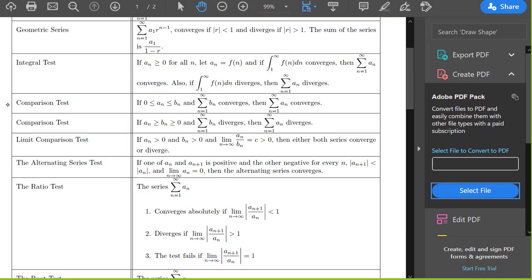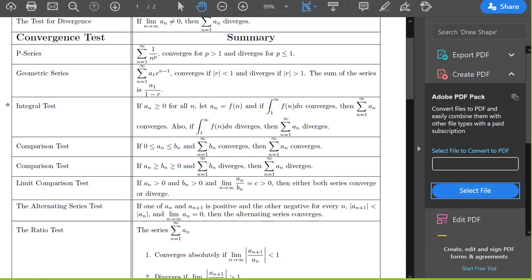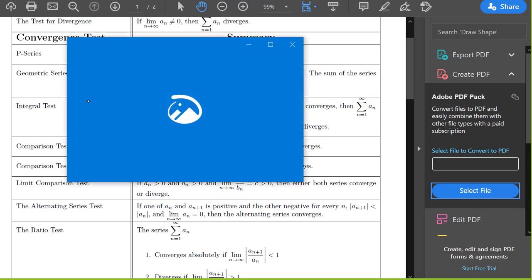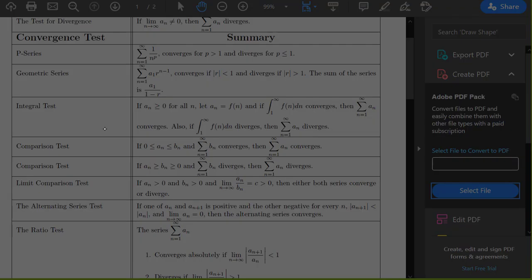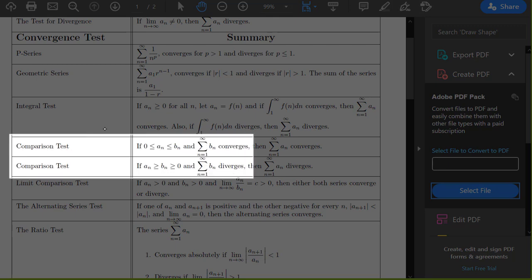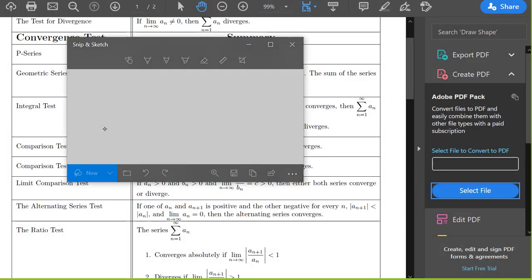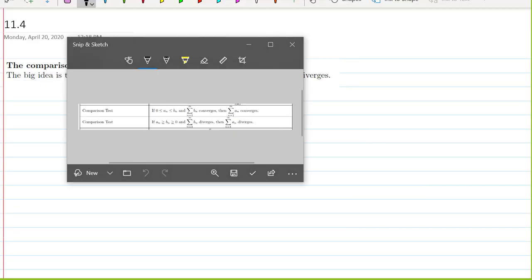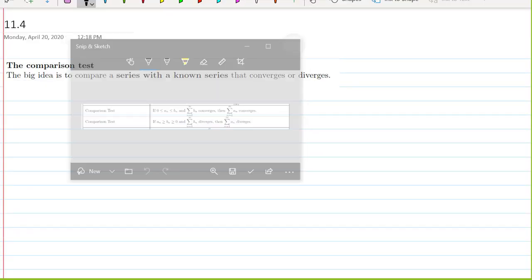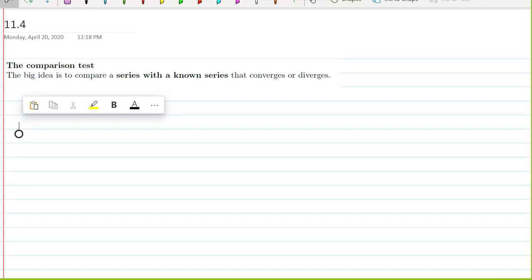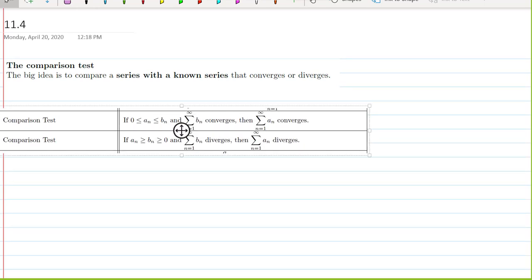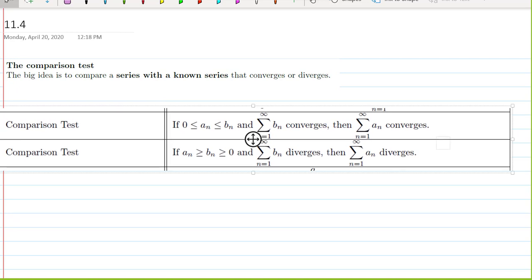So if we look at our sheet, we've talked about our p-series, our geometric, we did the integral test last time, and now we're on to our next two, which are going to be the comparison test, and then we'll do the limit comparison a little bit later on. So the idea with comparison is exactly what we were saying, is we are wanting to compare the series that we're looking at with a known series. So the comparison test can work two ways.